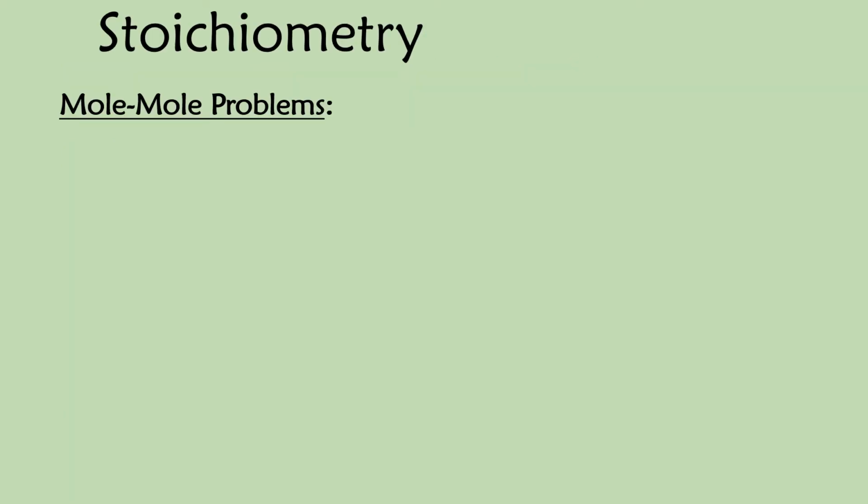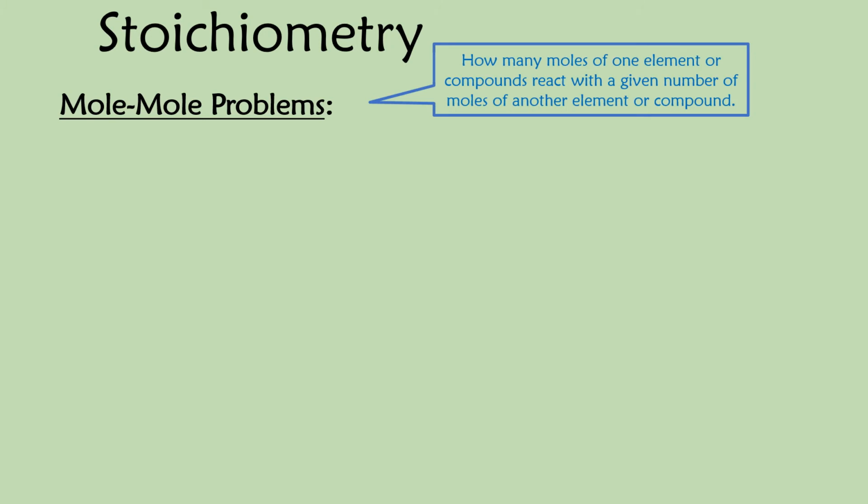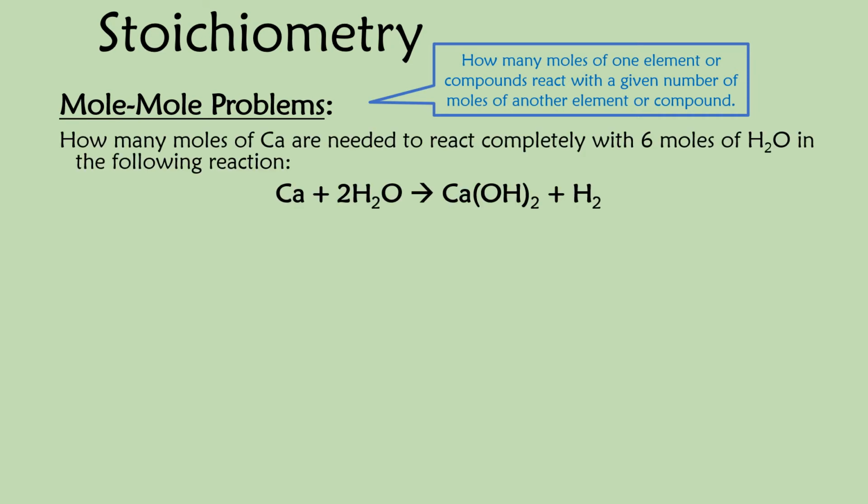Now there are two different types of stoichiometric problems that you can get. The first type of problems are the mole-mole problems, which means the question might be asking that if you are given this number of moles of a compound, how many moles of the other compound are going to react with this? For example, here you're given an equation and the question is asking how many moles of calcium are needed to react completely with 6 moles of water in this reaction.